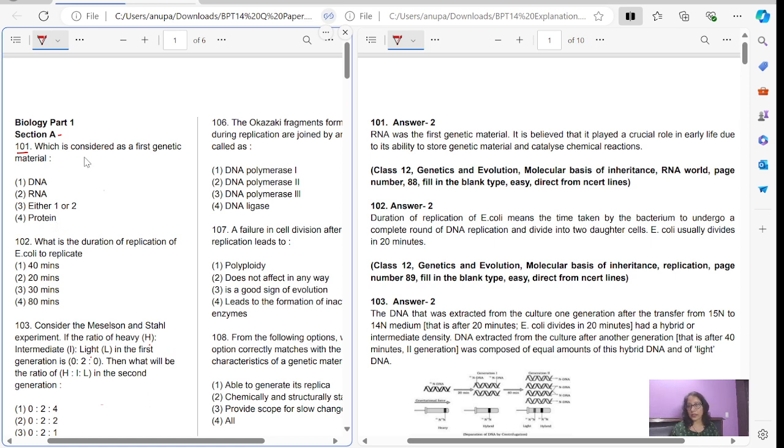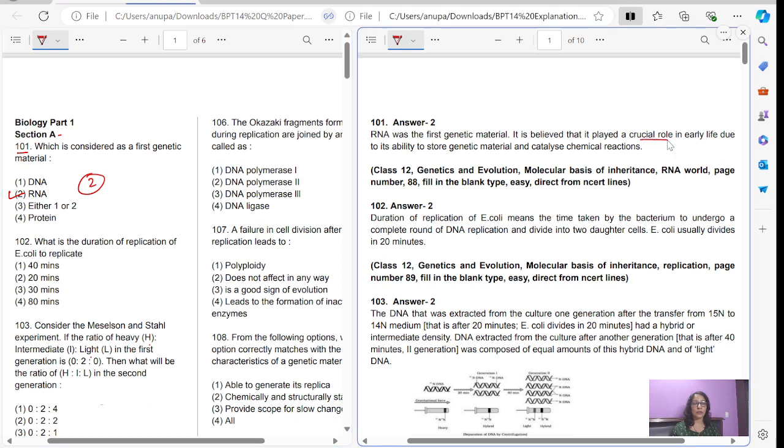It says that which is considered as the first genetic material, and options are DNA, RNA, either one or two, or protein. So the answer will be option number 2, that RNA is considered as the first genetic material, and the reason is it is believed that RNA played a crucial role in early life due to its ability to store genetic material and catalyze the chemical reaction, and hence it is considered as the first genetic material.